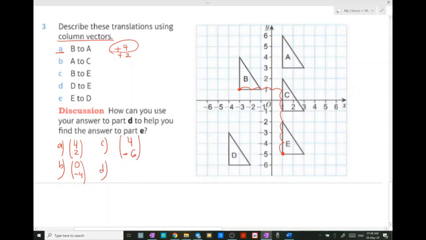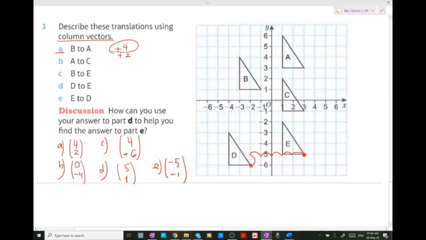D, it's D to E, so you choose any vertex, and then you move 1, 2, 3, 4, 5, so it's 5 to the positive sense or plus, and then you go up 1, so it's 1 for the y. And the last one is E. You're going from E to D, so you go 1, 2, 3, 4, 5, it's minus 5 because you're going to the left, and then you go one place down alongside the y-axis, it's minus 1.